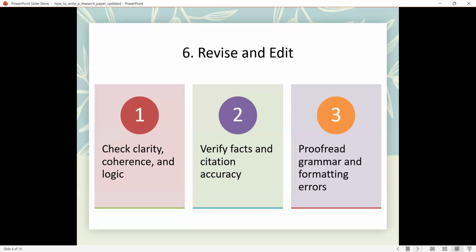So revise and edit. When you finish your draft, try to check clarity, coherence, and logic, verify fact and citation accuracy, then proofread grammar and formatting errors.